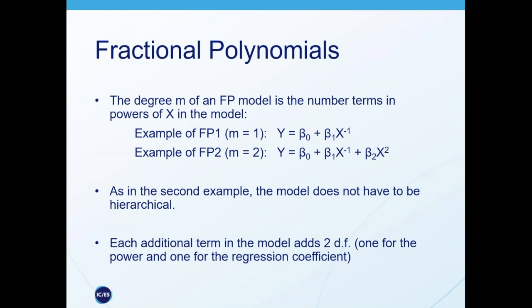So you can have these very peculiar looking models where you've got x, let's say x squared and x to the power -1. Now, each additional term that you add to the model is going to add 2 degrees of freedom. And you'll see how this plays out in a couple of slides. 1, because you had to search for the power, your choice of power. And 1, because once you had a power, you had to fit a regression coefficient to it.